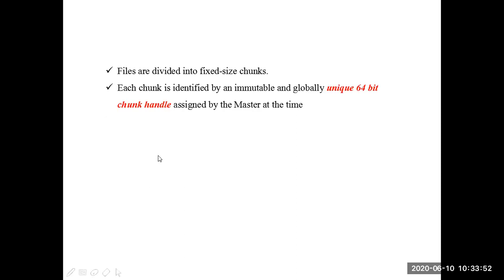Generally, whenever we want to store a new file in the file system, first the file will be divided into fixed size chunks, fixed size partitions. I think in the OS you know about partitions, fixed size partitions and variable size partitions.